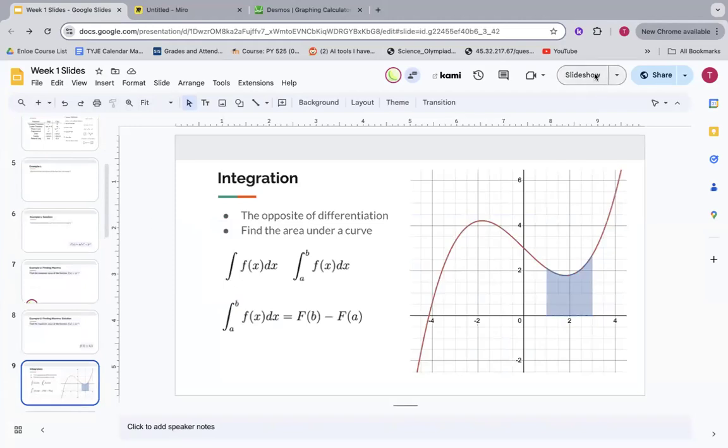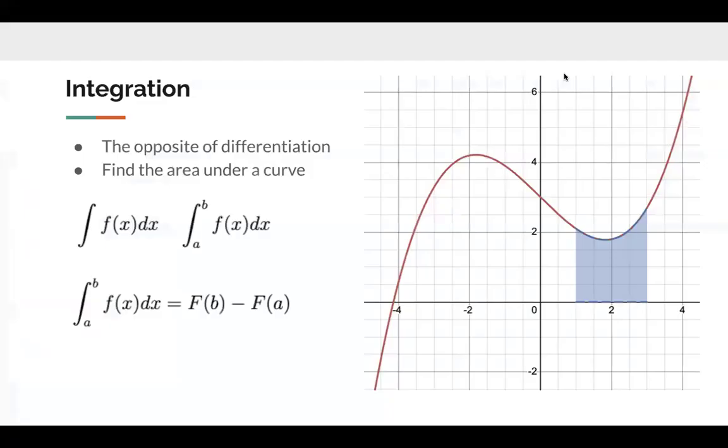Now we're on integration. Integration is the opposite of differentiation. So you've taken a derivative, you can undo it with an integral. I haven't written this on the slide, but if we take this part here, the integral from a to b, what it gives us, if this is f of x here, is the area under this curve.